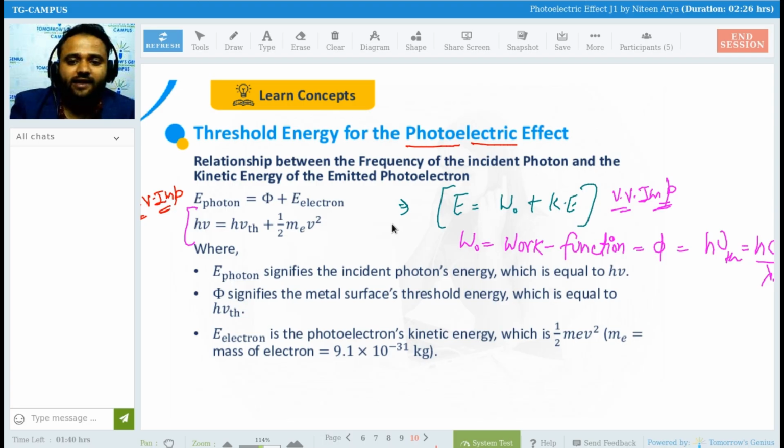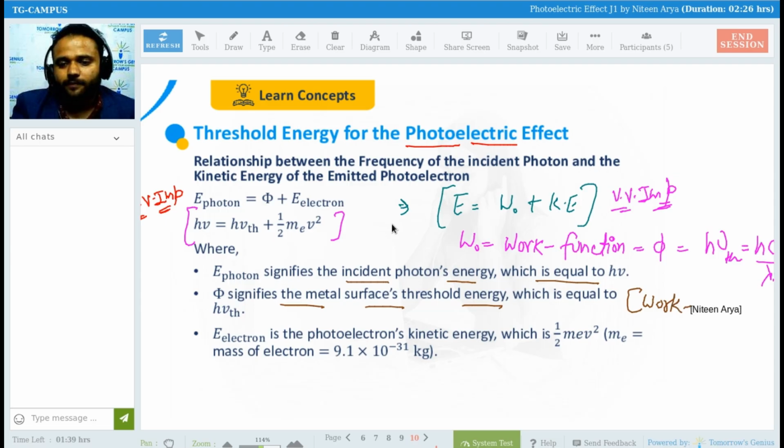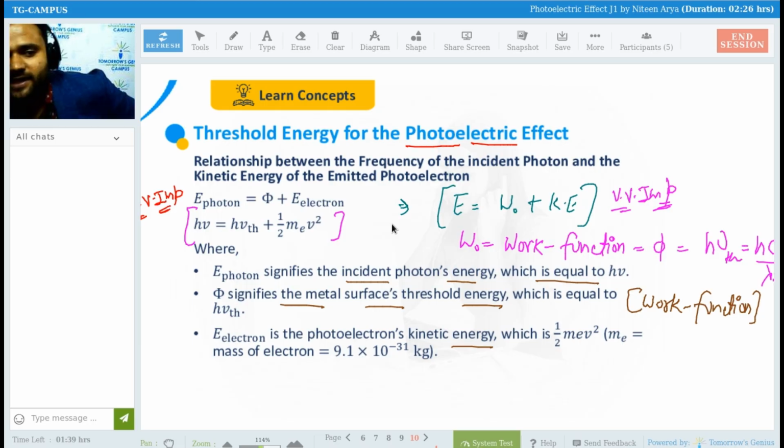W naught is a work function, and Ke is basically the kinetic energy of a moving electron, and that is the whole process. So this equation you can write in this way also: half m v square, where E photon signifies the incident photon's energy, which is equal to h nu. Phi signifies the metal surface threshold energy, also known as work function. E electron is the photoelectron's kinetic energy. That is not a simple electron. That is basically the photoelectrons, which are only and only ejected from the valence shell after getting this energy. So this is basically the kinetic energy of photoelectrons.